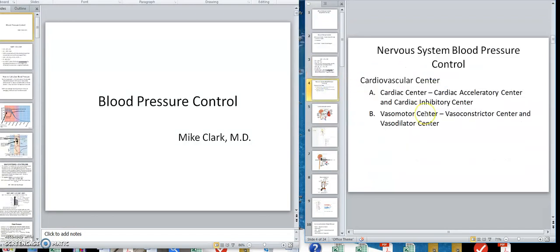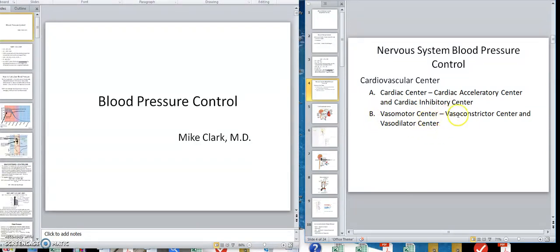Okay. Now we're introducing the vasomotor center, which is part of the cardiovascular center. And the vasomotor center has a vasoconstrictor center and a vasodilator center. Now, with the cardiac center, you had the cardiac acceleratory center working via the sympathetic and the cardiac inhibitory working via the parasympathetic. With the vasomotor center, the vasoconstrictor center works via the sympathetic. The vasodilator center does not have an output.